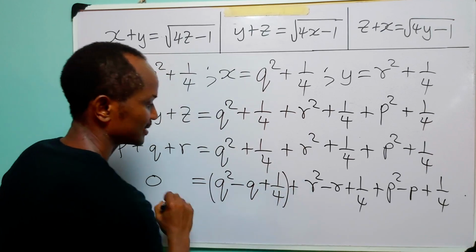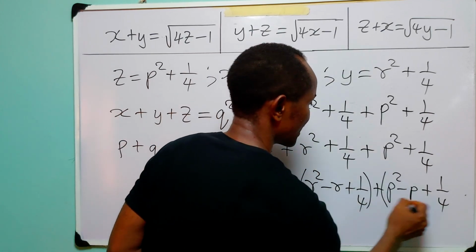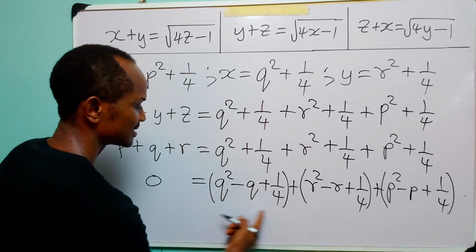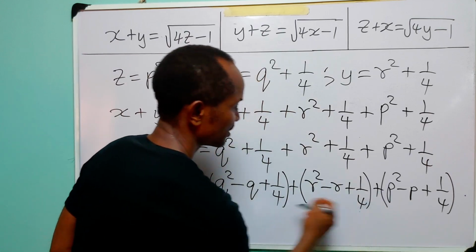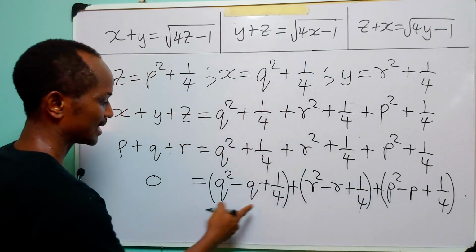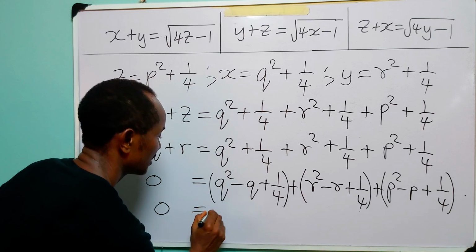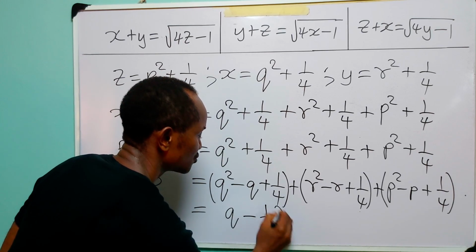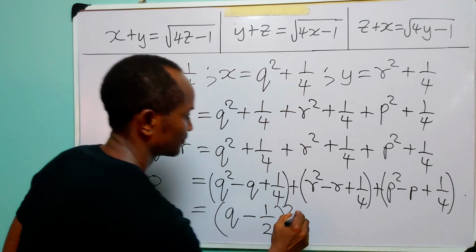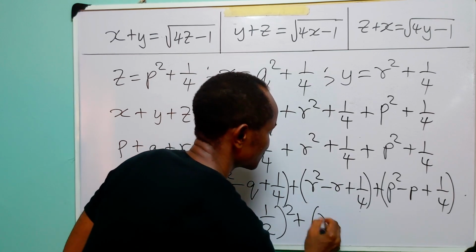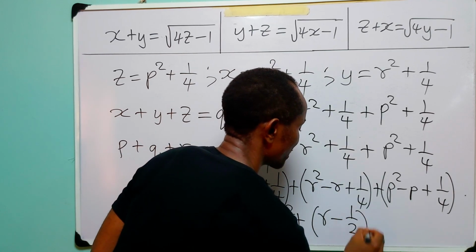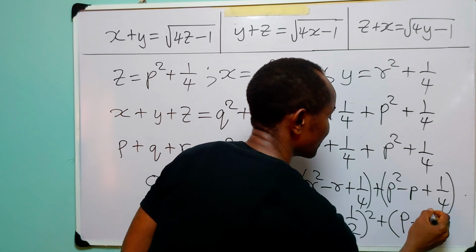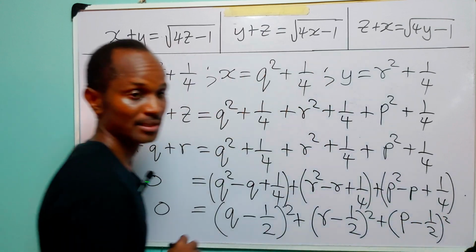Now you will look at this, and this. And what are you going to see? You can see that this is a perfect square. This is also a perfect square, and this is a perfect square. This is equal to Q minus 1 over 2 squared, plus R minus 1 over 2 squared, plus P minus 1 over 2 squared.